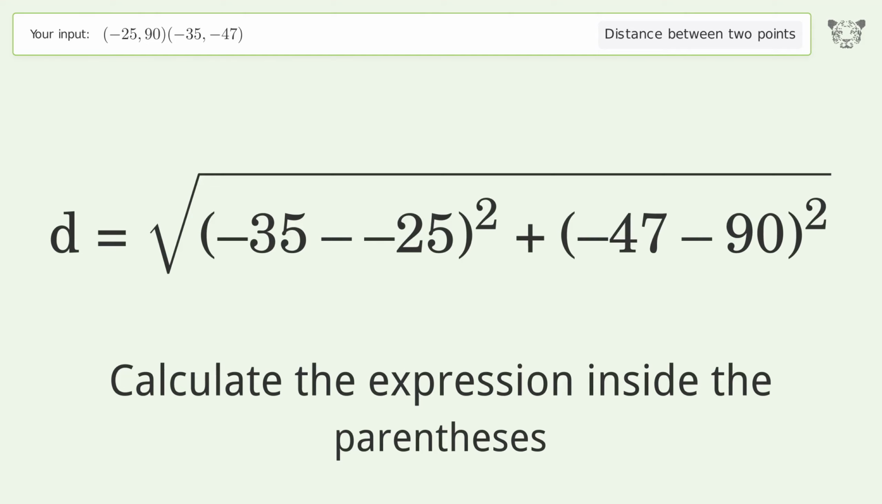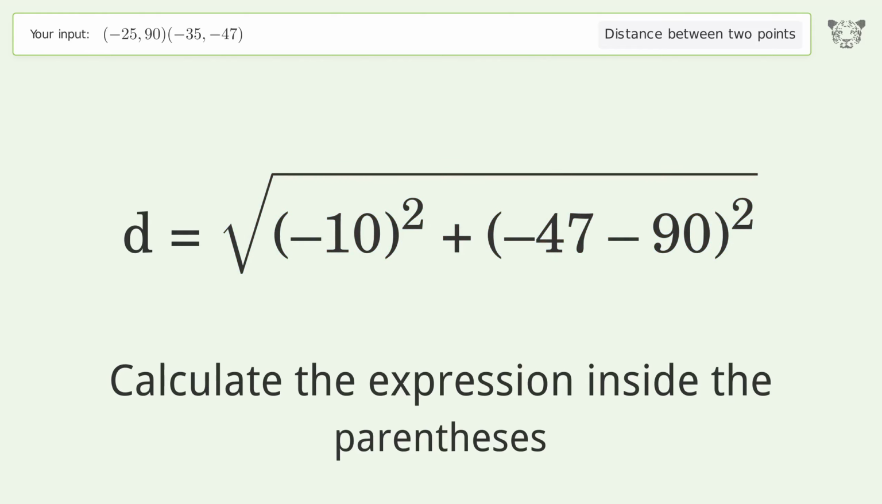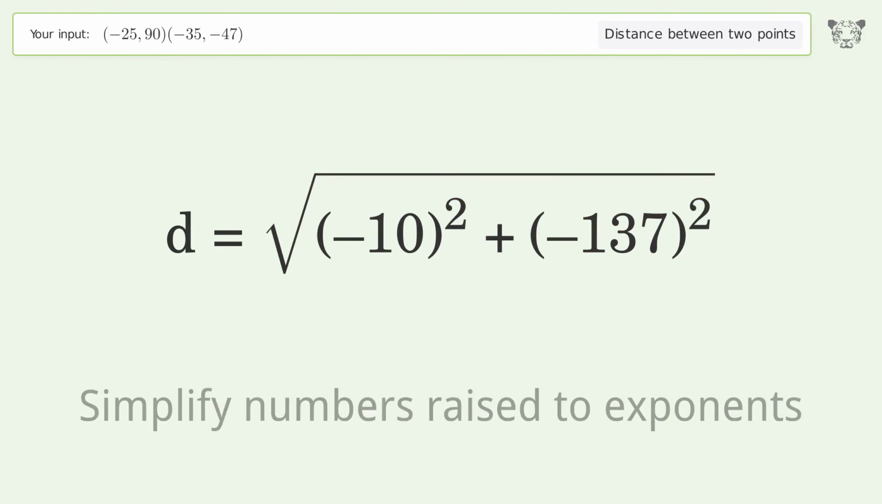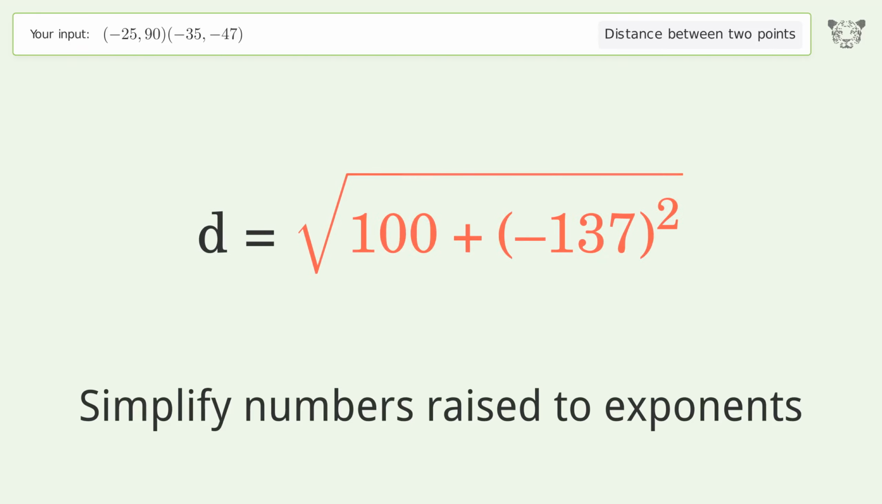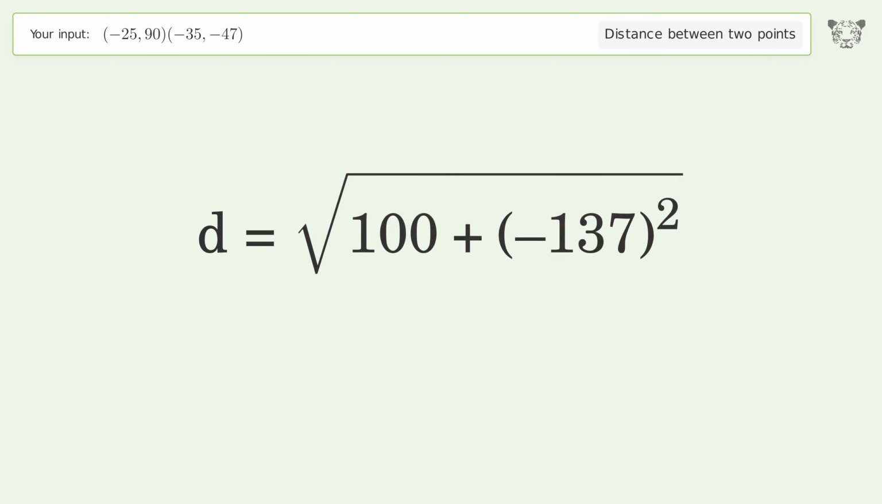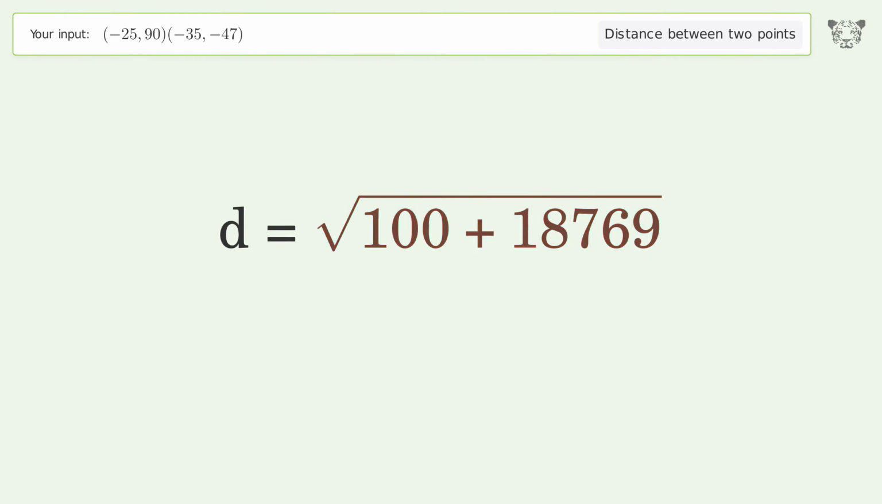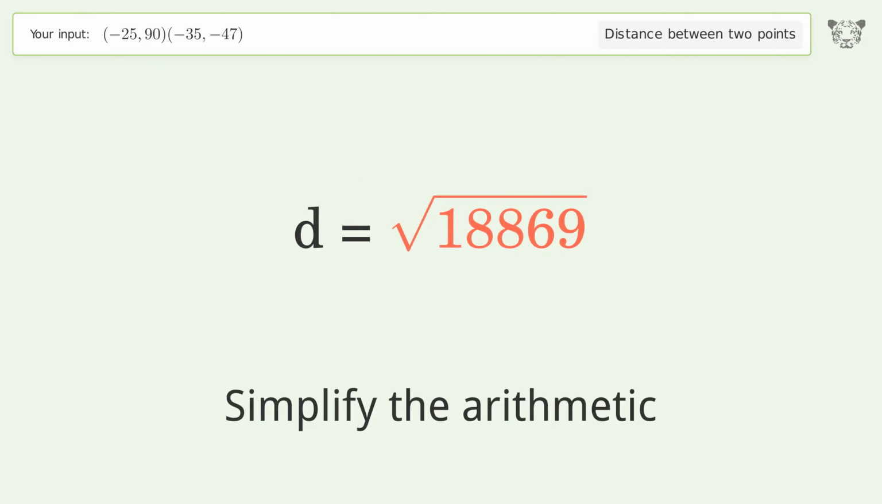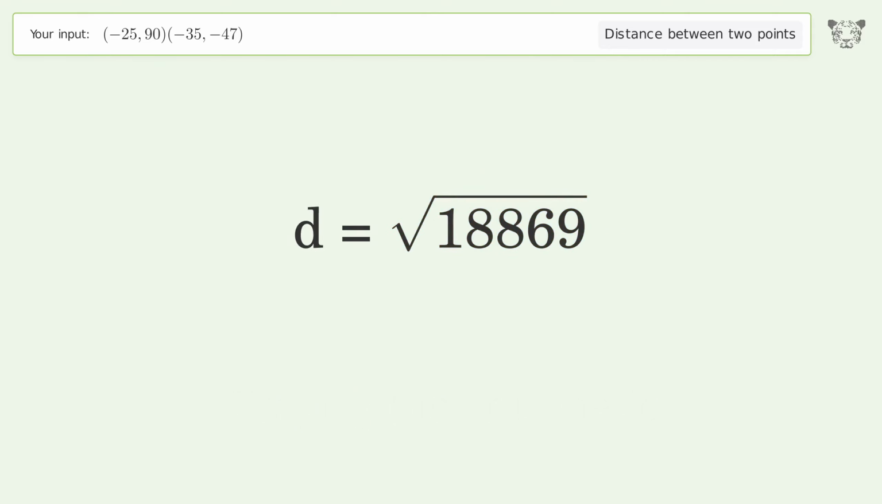Calculate the expression inside the parentheses. Simplify numbers raised to exponents. Simplify the arithmetic. And so the distance between the 2 points is the square root of 18,869, or 137.364.